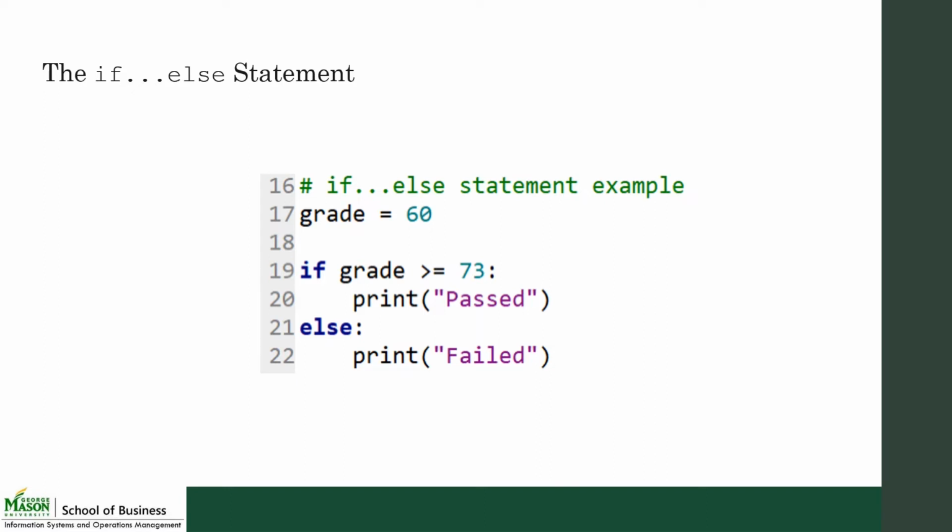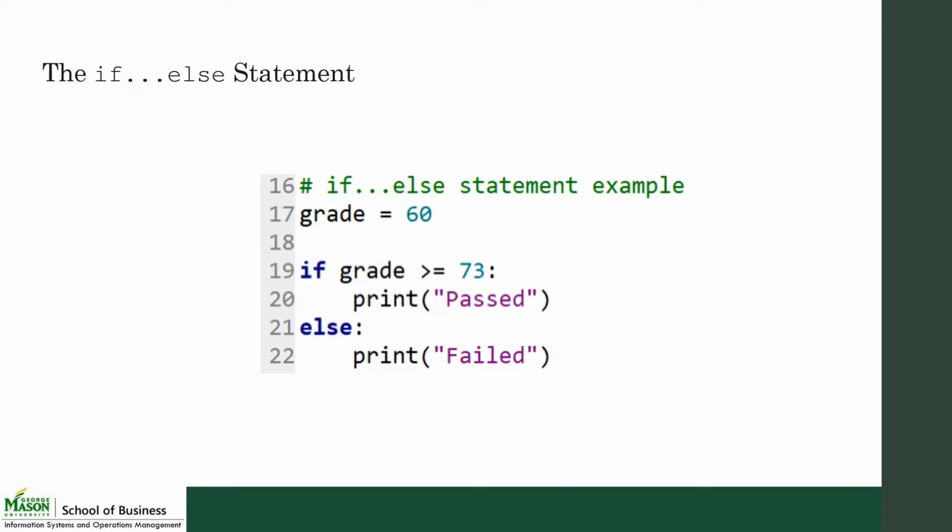The body of code underneath the header will execute if the condition in the if clause is not true. In this example, grade contains a value that is less than 73. The program will first check the condition in the if statement's header. And since the condition is not true, it will go to the else clause and execute the body of code in there. All code that needs to be executed in the else clause must be indented.